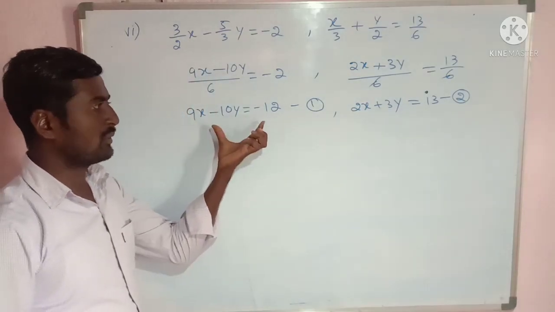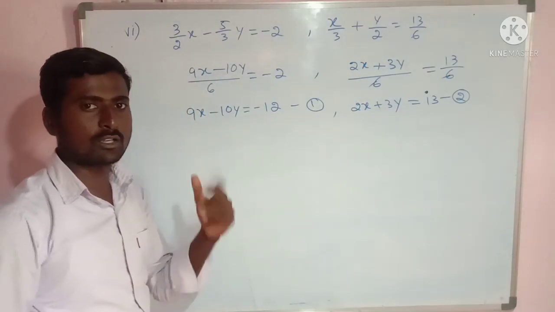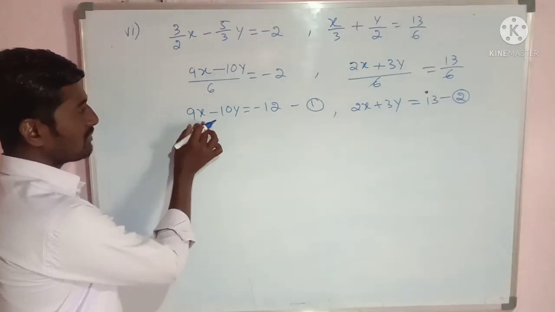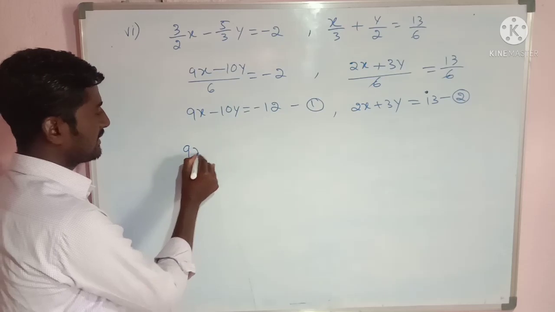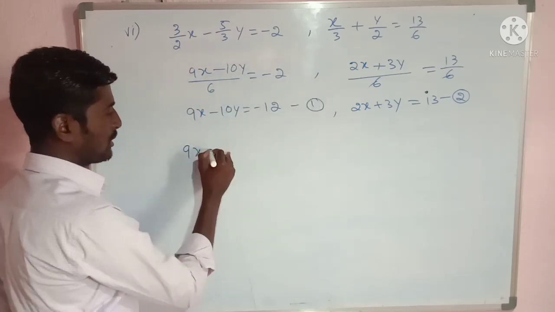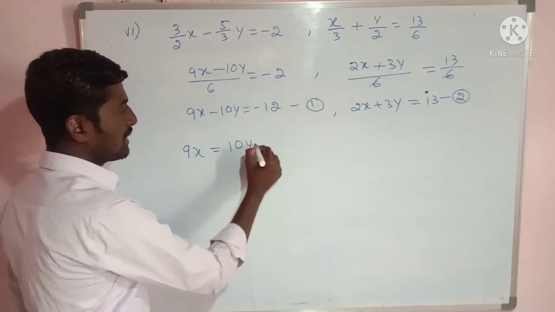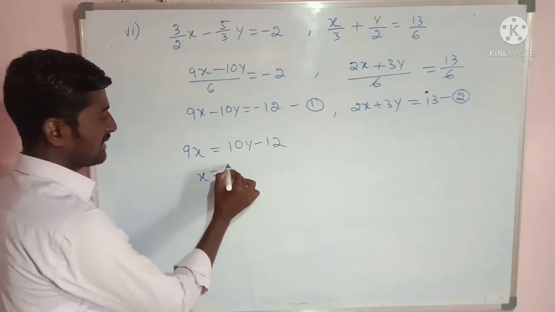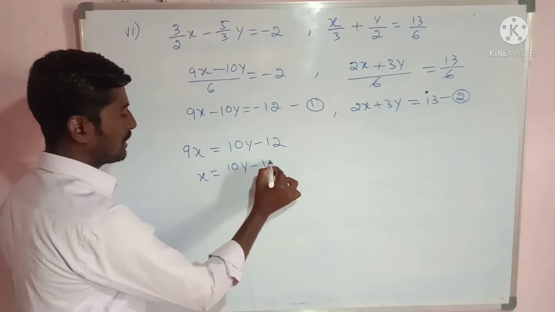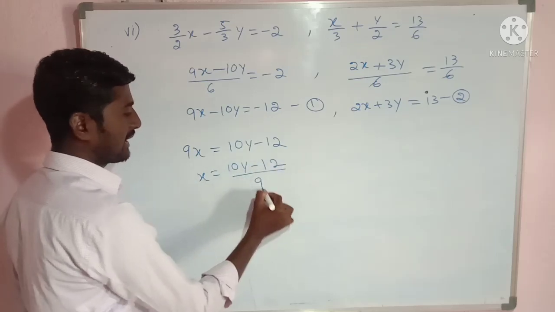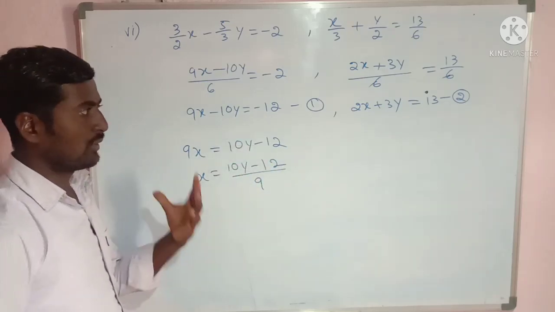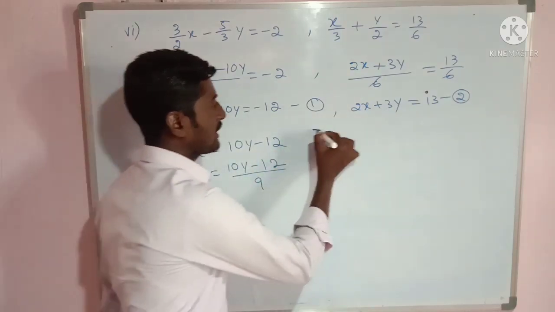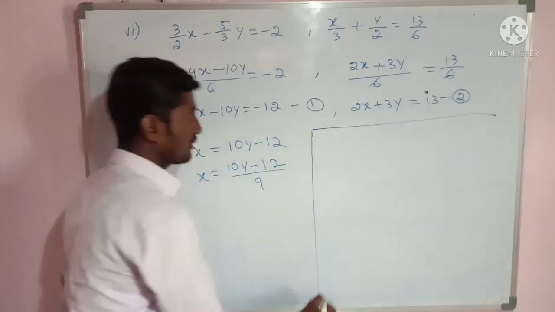Now I have to convert equation number 1 in the form of x equal to or y equal to form. Now I will keep 9x as it is. Then I will send the rest to the right side. It will become plus 10y minus 12. Then x equal to how much? 10y minus 12 divided by 9. Okay. Now I have to substitute this x value in equation number 2.